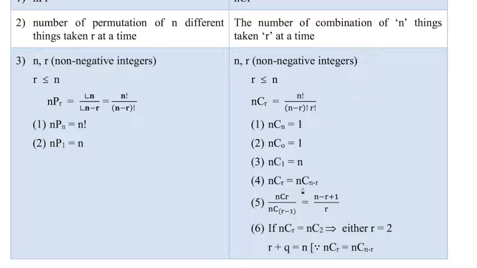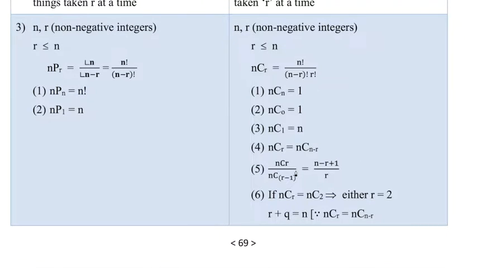So nCr is also equal to nC(n minus r). From the formula you can find it. Both will be the same. nCr by nC(r minus 1) will be how much? (n minus r plus 1) by r. This result you can check also.